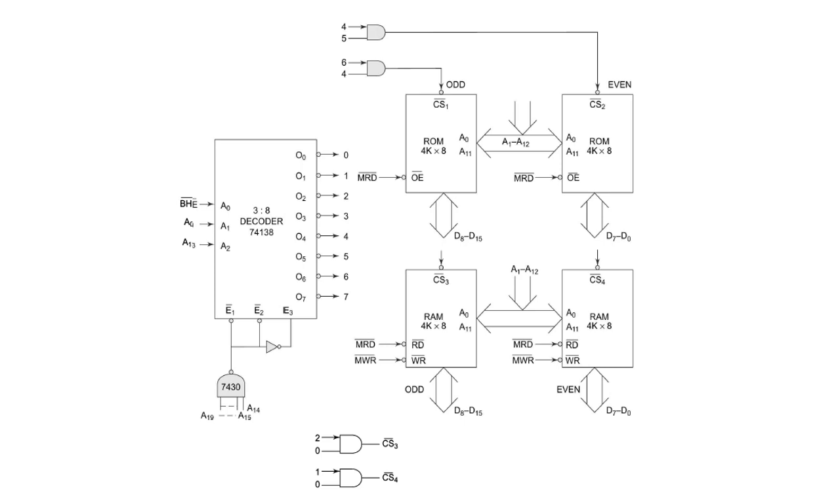The last case is when A13 is 1, A0 is 1 and BHE bar is 0. In that case, the output of the decoder is 6. So as we can see from the figure, when the output 6 is given, the chip select 1 is enabled. That means the odd address memory bank of the ROM is getting enabled.